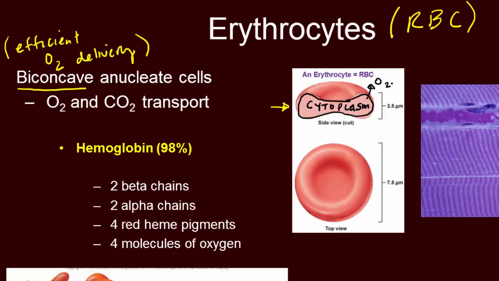The oxygen moves out of a red blood cell by diffusion. So the closer we can get that tissue to the cytoplasm, the easier the oxygen molecule is going to be able to move out of the red blood cell.